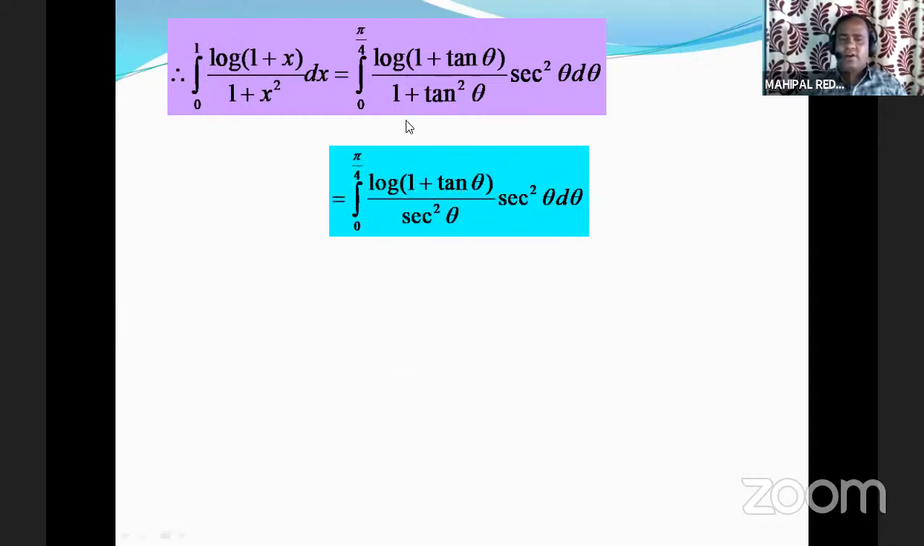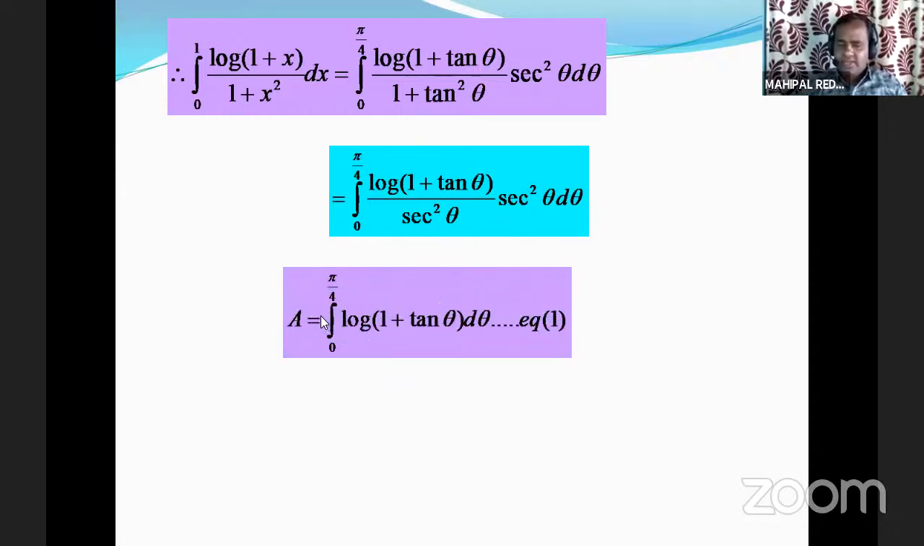The sec square gets cancelled. And I am taking this as equation 1 as well as A, because we will use this value of A later in the problem. So A equals integration 0 to pi by 4 log of 1 plus tan theta d theta, equation number 1.